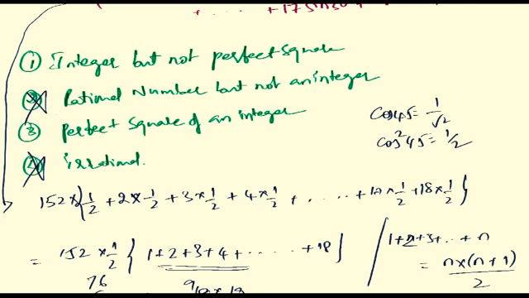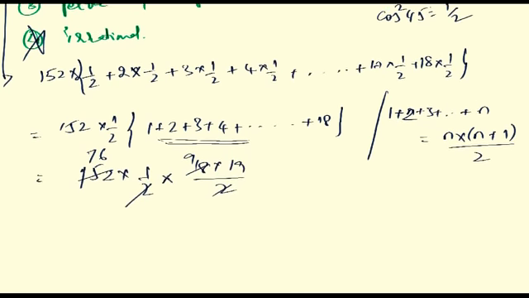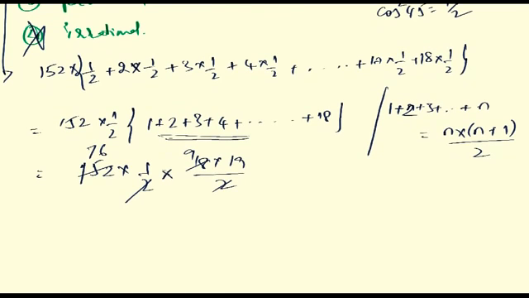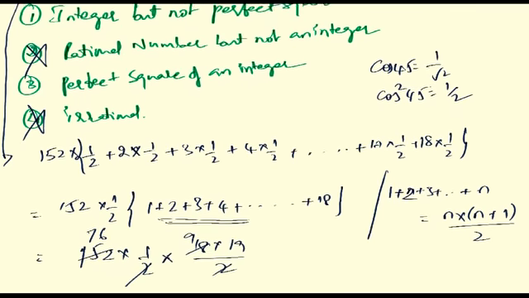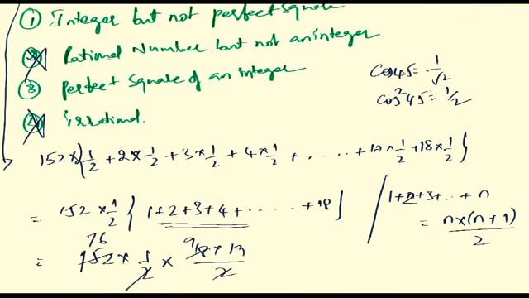So perfect square means, friends, 3 you can write as a perfect square. 76 you can write as 19 into 4, and it is 9 into 19. So you can write it as 19 times 2 square times 3 square. 4 means 2 square, 9 means 3 square. So friends, everything is a square. So it is a perfect square. So what is the answer? Perfect square of an integer. This is how you will get the answer.